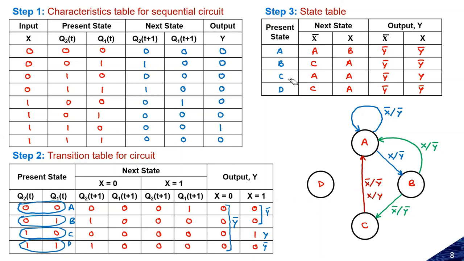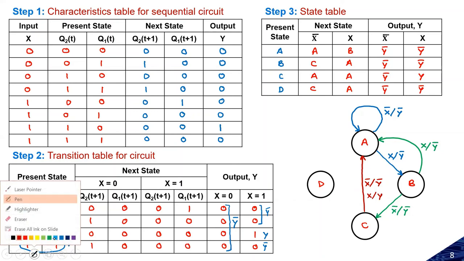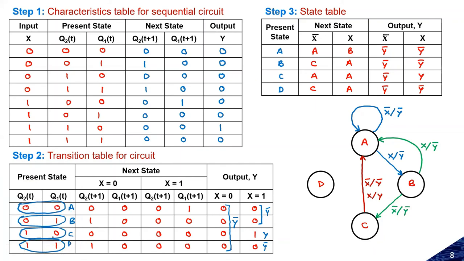Now the next one is D. If I am considering D, it will be made something like this. The present state is D, and the next one is D to A. I am getting D to A for input X and the output is Y bar. So this is how I can make the state diagram for the given problem. This is how we can characterize the sequential circuit which is given in terms of the Mealy model.